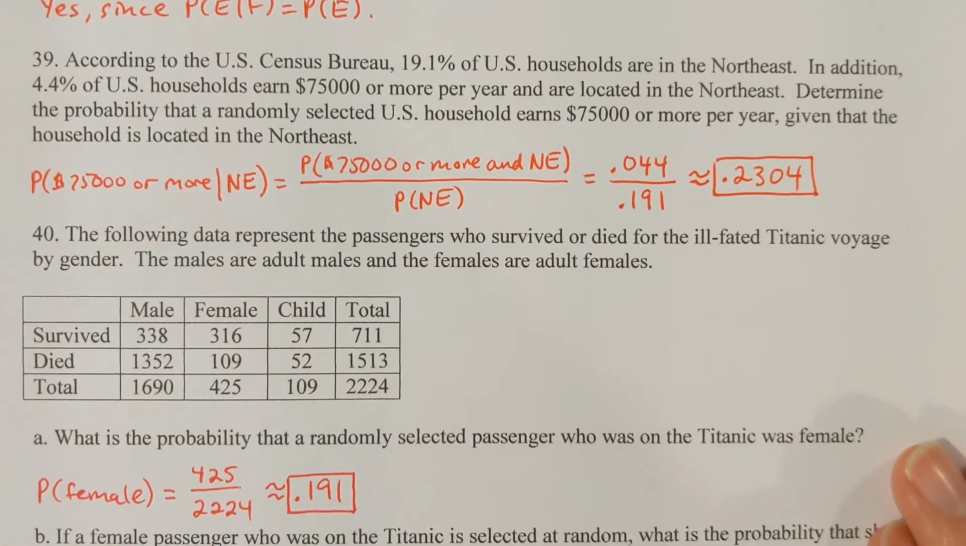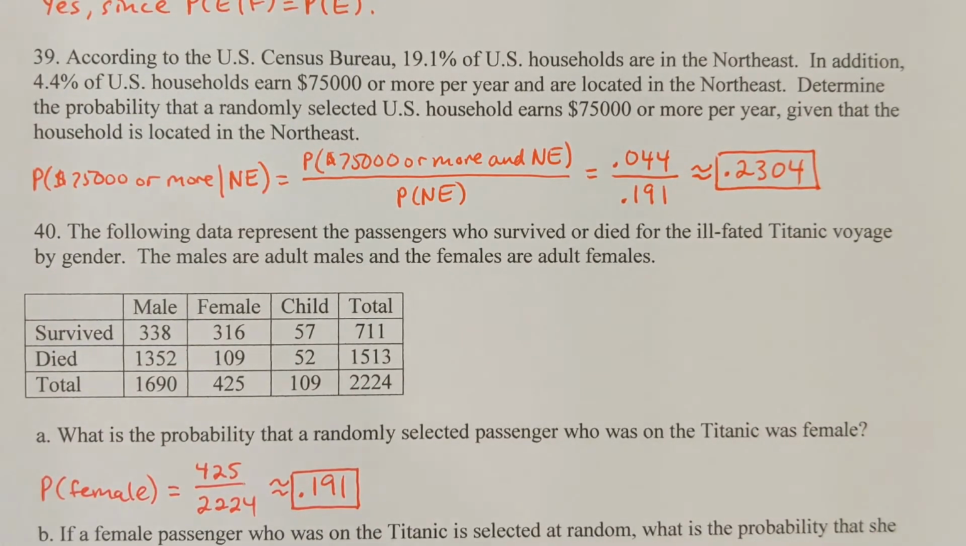Problem 39. According to the U.S. Census Bureau, 19.1% of U.S. households are in the Northeast. In addition, 4.4% of U.S. households earn $75,000 or more per year and are located in the Northeast. Determine the probability that a randomly selected U.S. household earns $75,000 or more per year, given that the household is located in the Northeast.